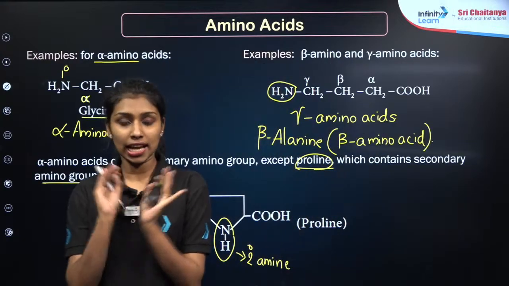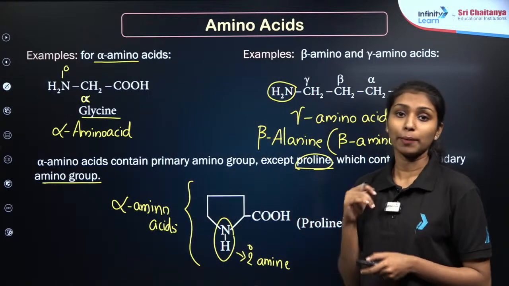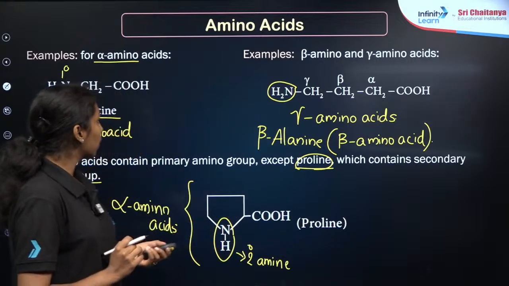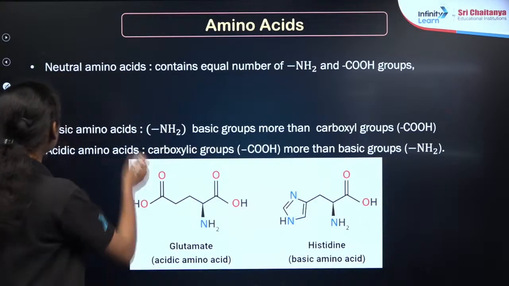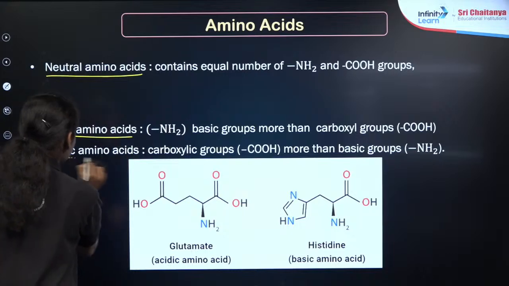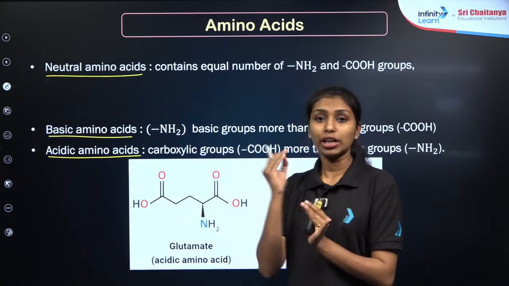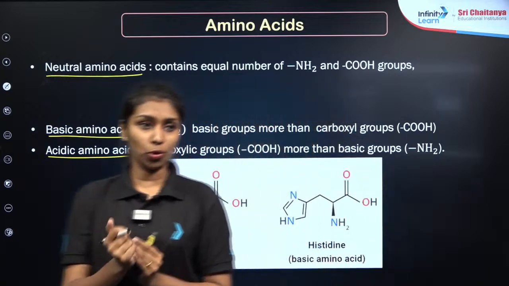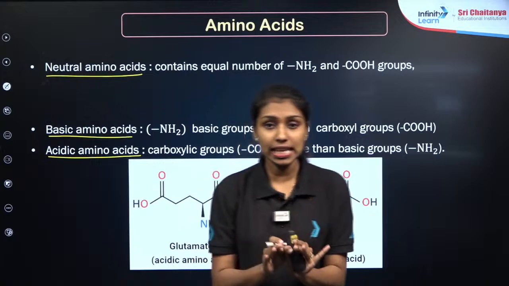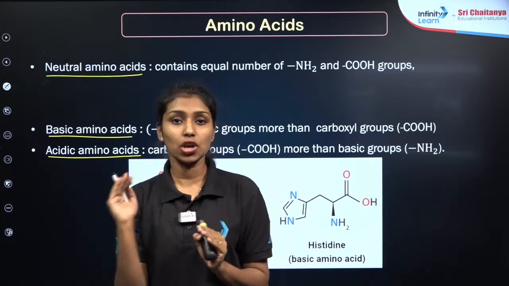Okay, this is the basic classification of amino acids. Now let me move into the next part, that is the classification of amino acids based on the number of NH2 groups and COOH groups. Here you can see there are three classifications: neutral amino acids, basic amino acids, and acidic amino acids. By the name itself, you must have an idea about what neutral, basic, and acidic amino acids mean, right? If I am taking neutral amino acids, it means that the particular amino acid contains the same number of NH2 groups as COOH groups.